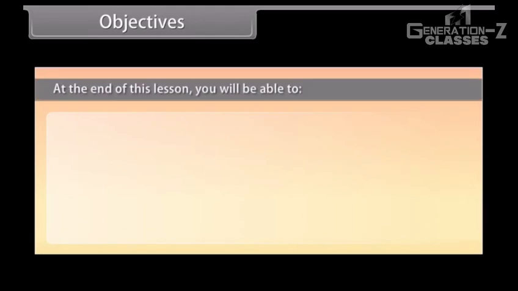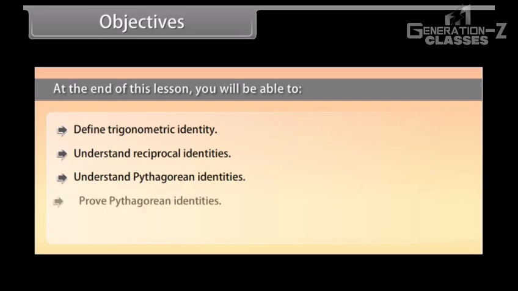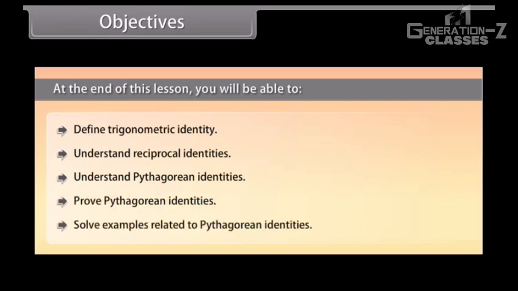Objectives. At the end of this lesson, you'll be able to define trigonometric identity, understand reciprocal identities, understand Pythagorean identities, prove Pythagorean identities, solve examples related to Pythagorean identities.